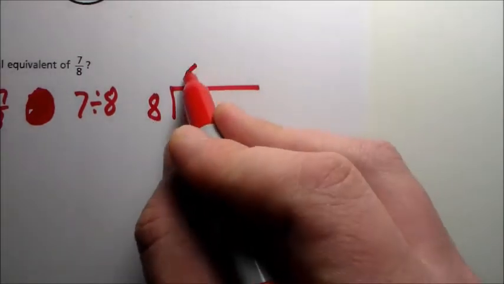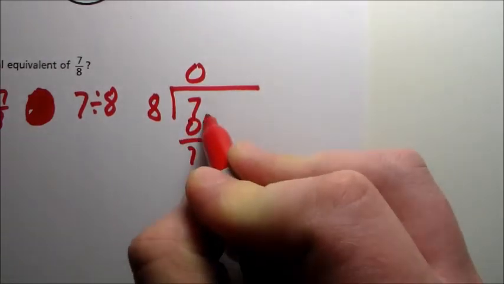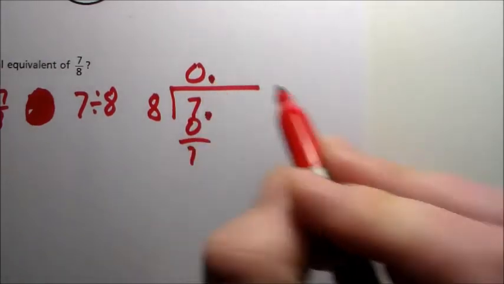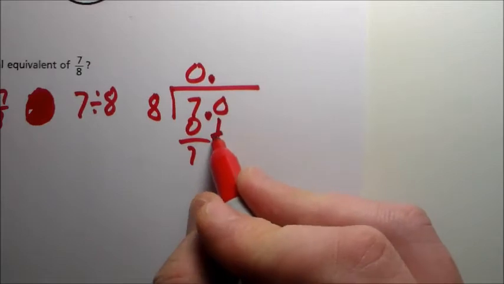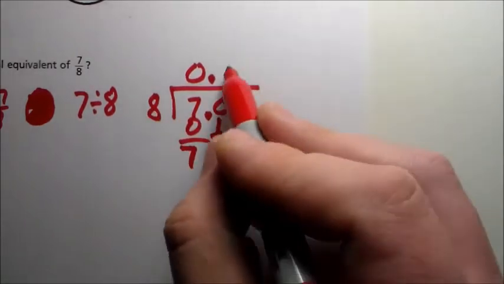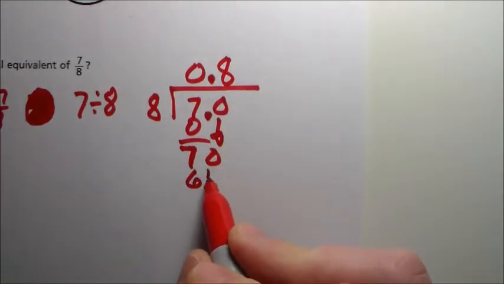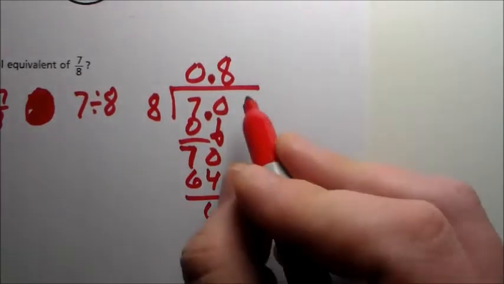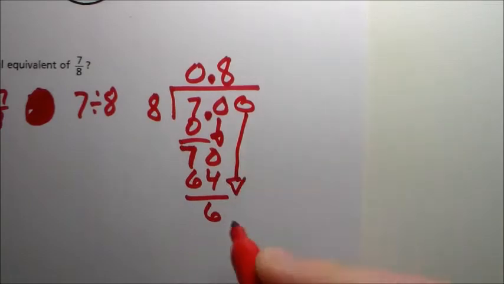8 goes into 7 0 times. Bring up the decimal point, bring down a 0. 8 goes into 70 8 times. 8 times 8 is 64. Use subtraction, get a 6, bring down another 0.